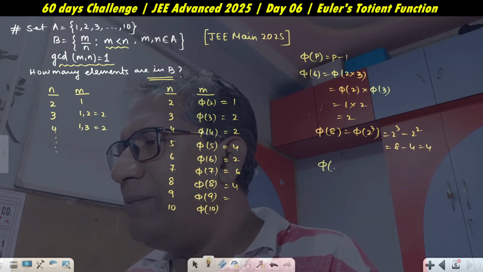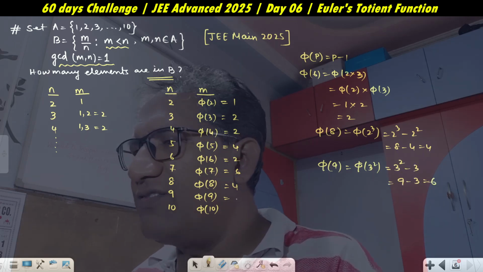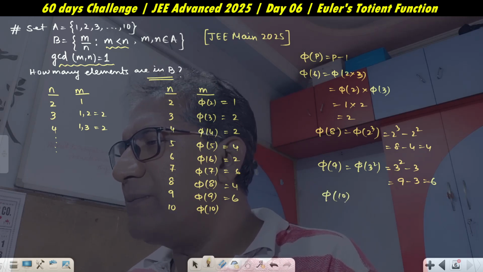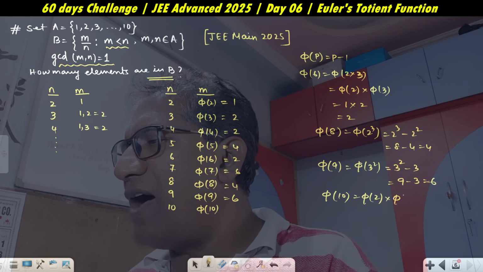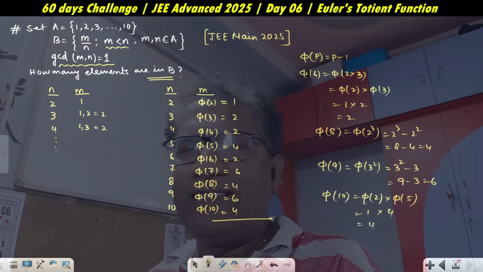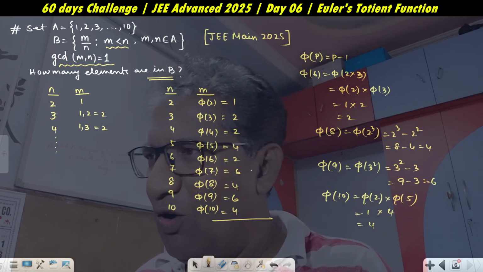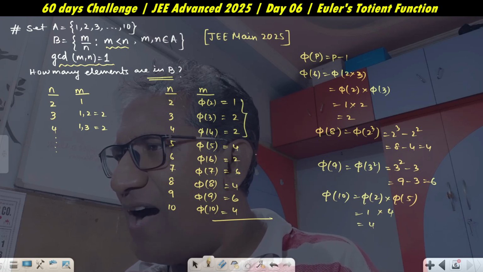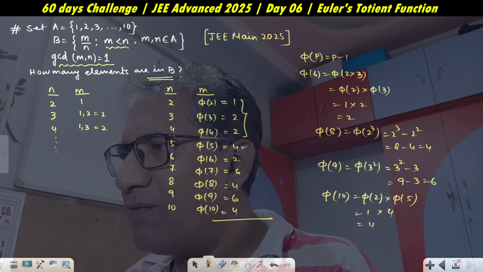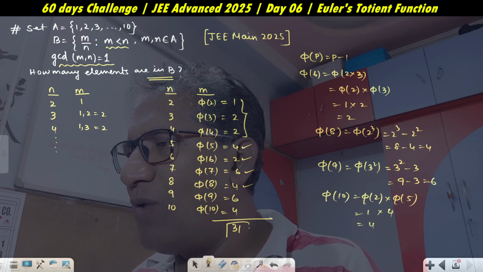What about phi 9? Phi 9 is phi of 3 square, which can be written as 3 square minus 3. So 9 minus 3 gives us 6. What about phi 10? It's phi 2 into phi 5. Phi 2 is 1 and phi 5 is 4, so it is nothing but 4. So if you simply add these, you are going to get the number of elements in set B. Isn't it so? Okay, so let me just add it. 5, 4, 9, 11, 17, 21 and 10 gives us 31. And that's your answer.